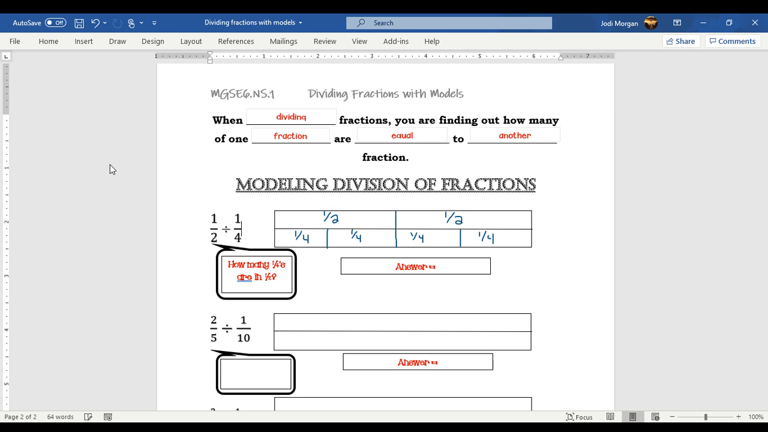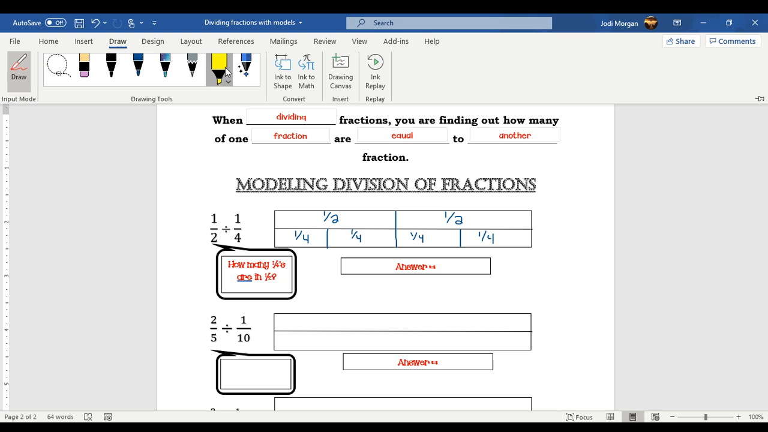All right, so we've written that in. Now let's go back to our question. How many of these fourths does it take to cover one of those halves? So now it's a little bit easier to see.